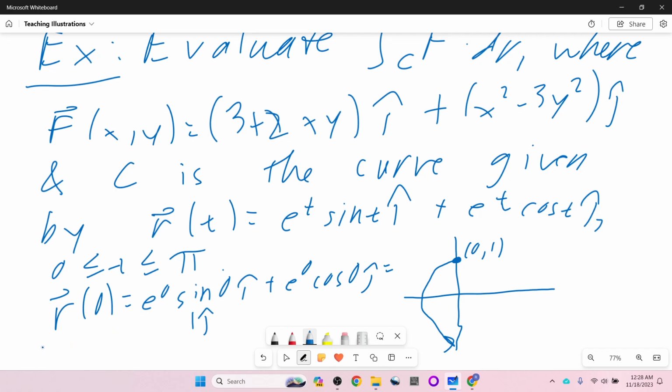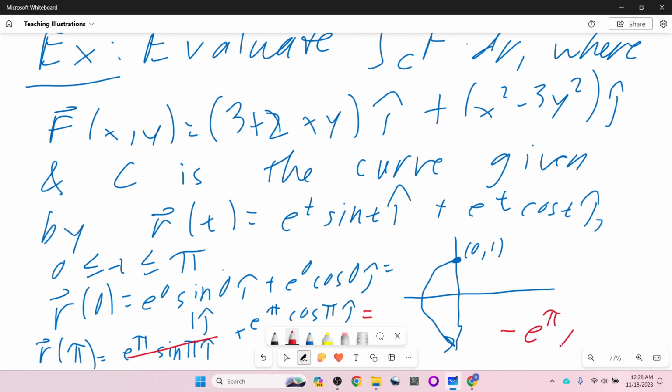And if I plug in the endpoint, r of pi would give you e to the pi sine pi i plus e to the pi cosine pi j. Now, sine of pi is 0, so that's gone. Cosine of pi is negative 1, so this ends up as negative e to the pi j. So down here somewhere, 0 comma negative e to the pi. You can look up the decimal if you want. It's like negative 23, my notes say.